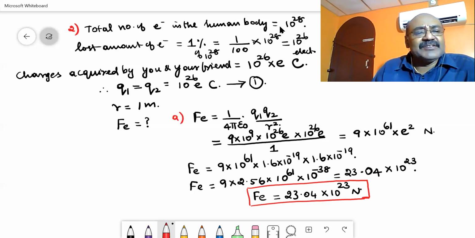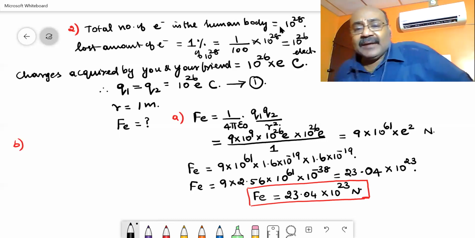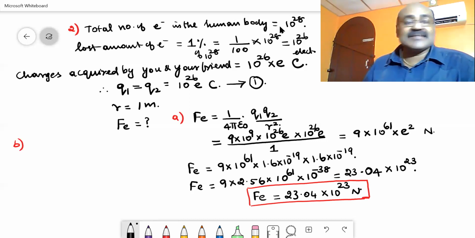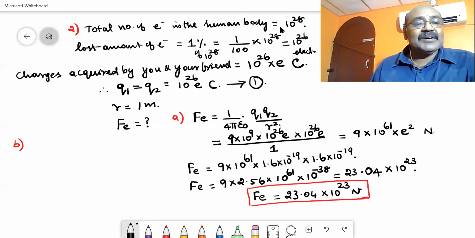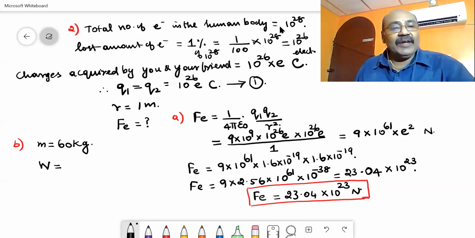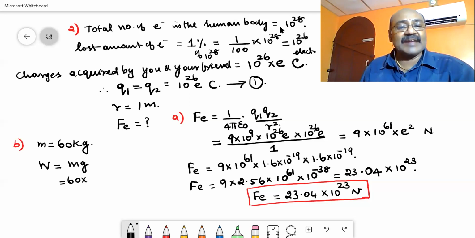What is subdivision B asked? Again go through the problem. Compare this with your weight. Assume the mass of each person is 60 kilogram. So the mass of the person is given as 60 kilogram, and you have to calculate the weight of the body. Weight of the body, W equal to M into G. So M we can consider as 60 and G as 9.8, or you can write 6 into 98, which is equal to 588 Newton.